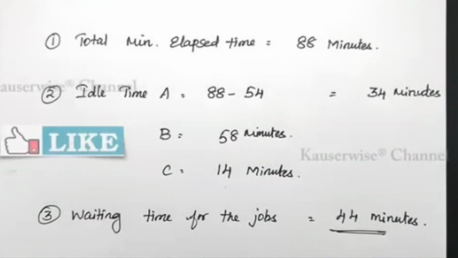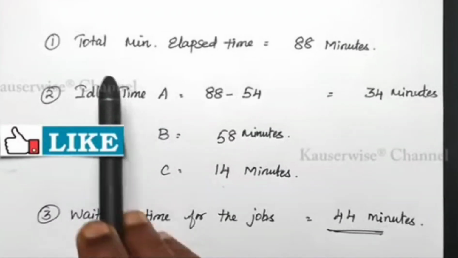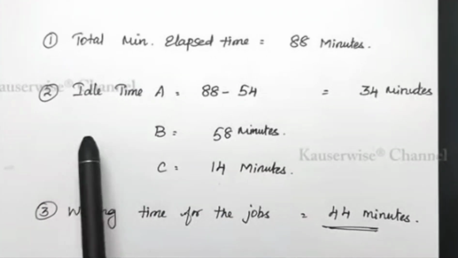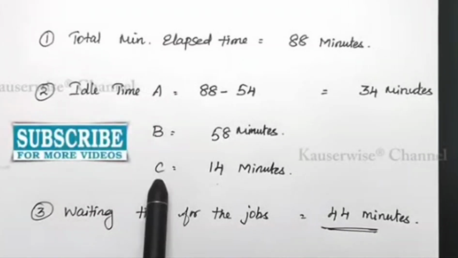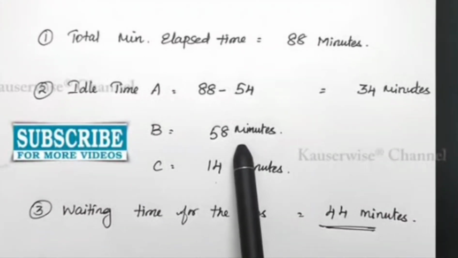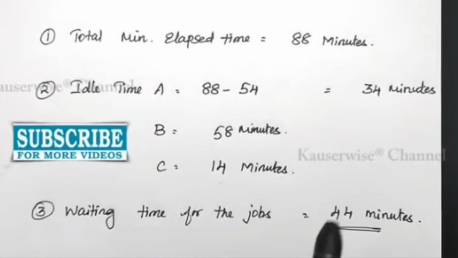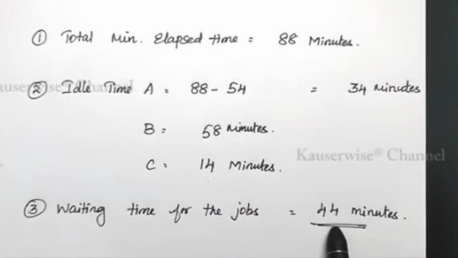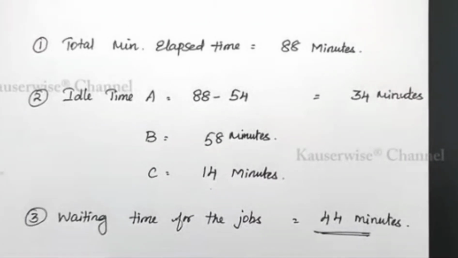Okay, so far we have done these things. The first one is total minimum elapsed time, 88 minutes, and idle time for A, B, C, 34 minutes, 58 minutes and 14 minutes. And the third one, waiting time for all 5 jobs is totally 44 minutes. Okay, hope you understand this concept.